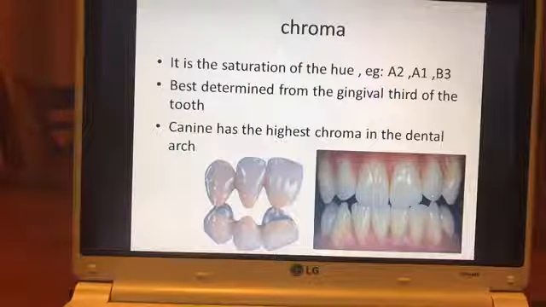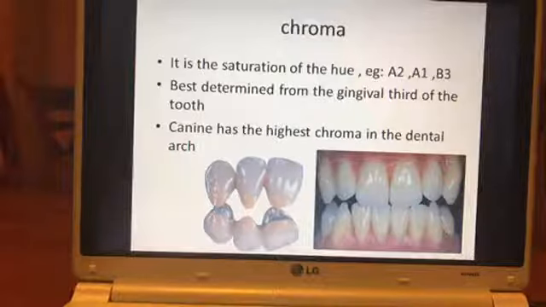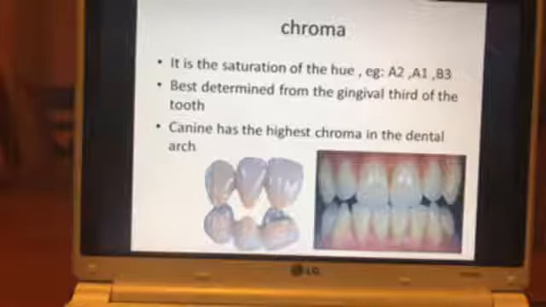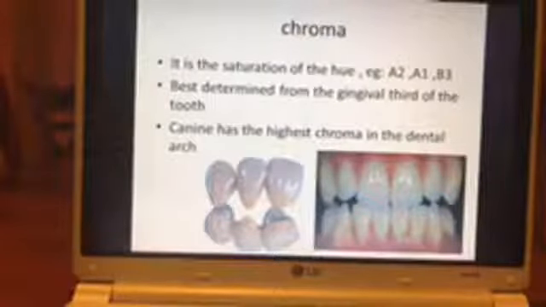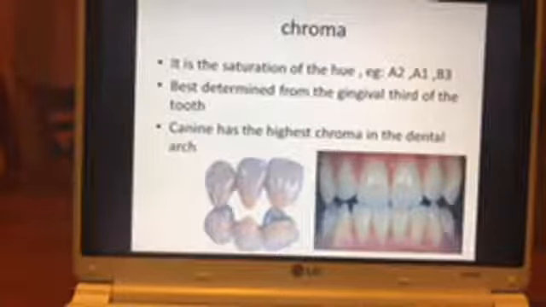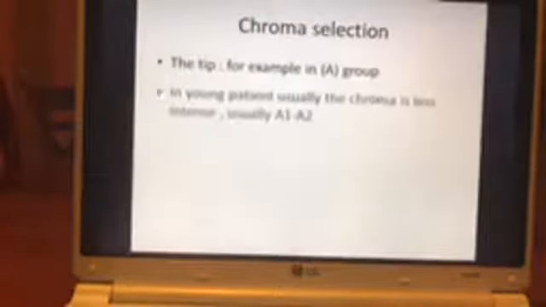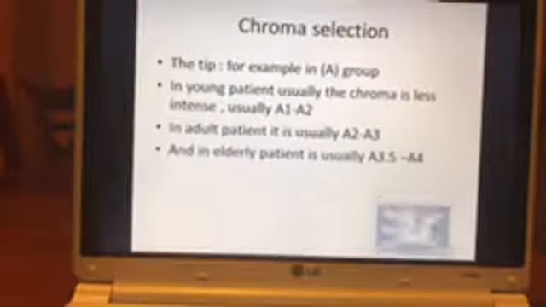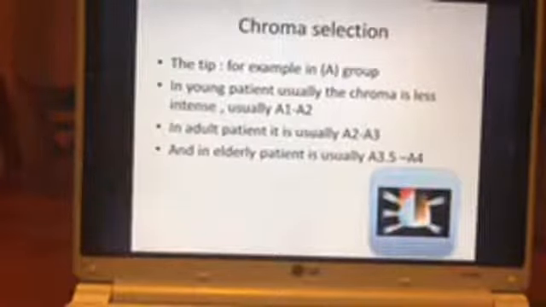Before, we used to have all the composites and all the shade guides, and we put everything on the tooth. We try one over here, and maybe stay for 10, 20 minutes, and then another visit, to try to select the chroma. But there is an easier way to select the chroma. What is it? From the age of the patient. Usually, young patients have a chroma of A1 or A2. Middle-aged patients have a chroma of A2 or A3. And old patients have a chroma of A3.5 and A4.